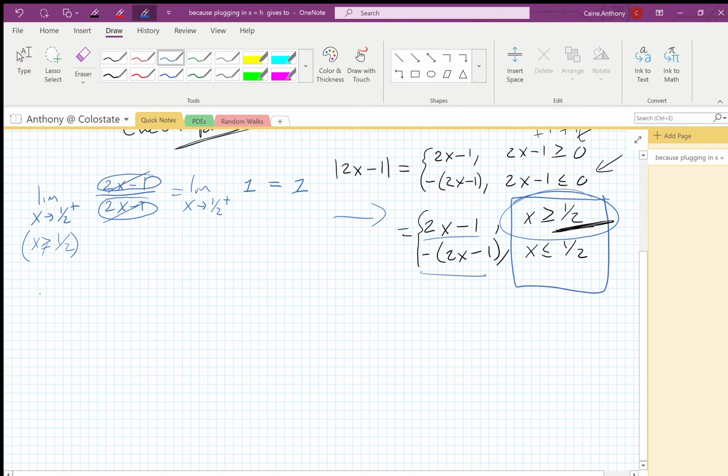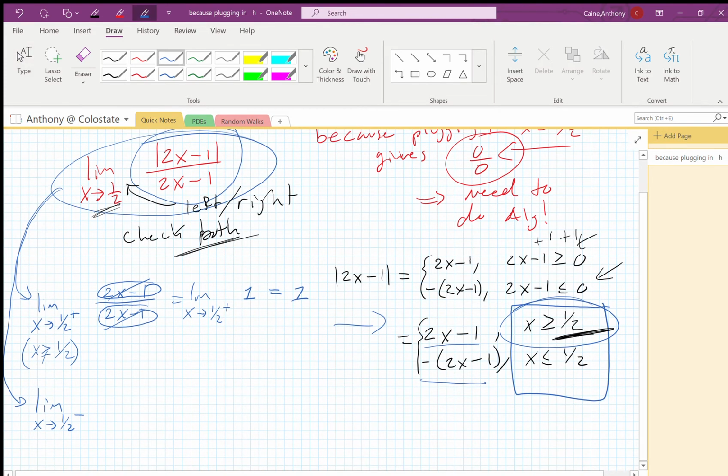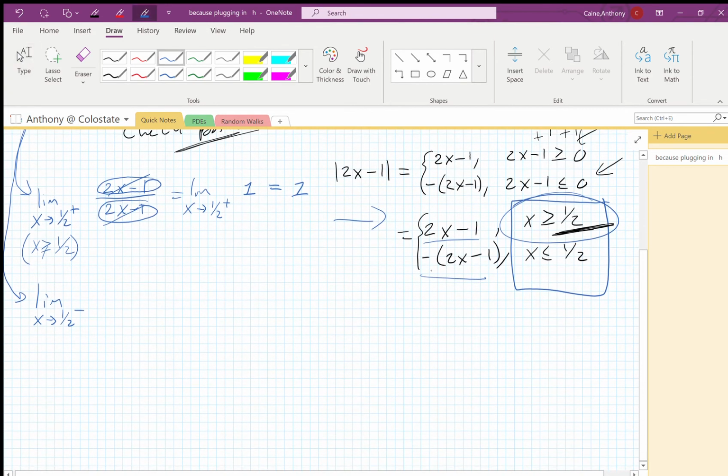On the flip side, let's look at the limit as x goes to 1/2 from the left of this function, so let's just do some arrows to let the reader know that we're starting with this. Now the absolute value of 2x minus 1, well, we're in the second category now. So that's negative (2x minus 1) over 2x minus 1. And again, there's cancellation, but this time it's the limit as x goes to 1/2 from the left of just the number negative 1, which is negative 1.